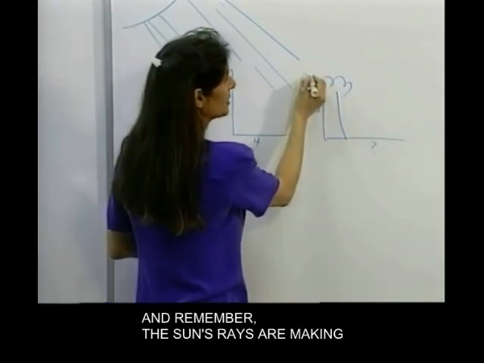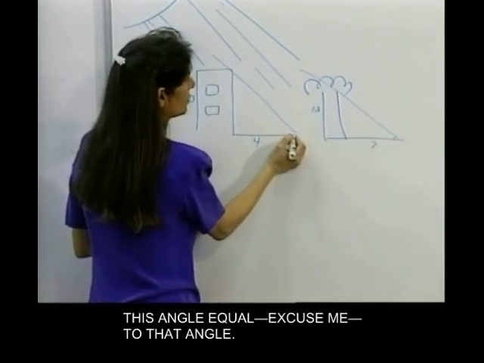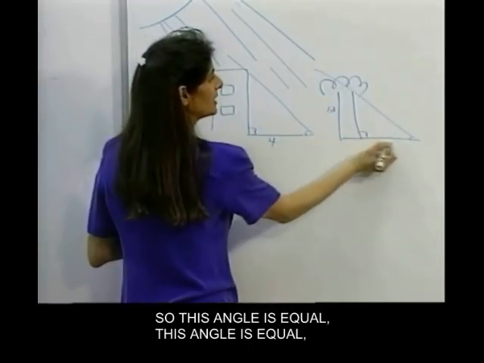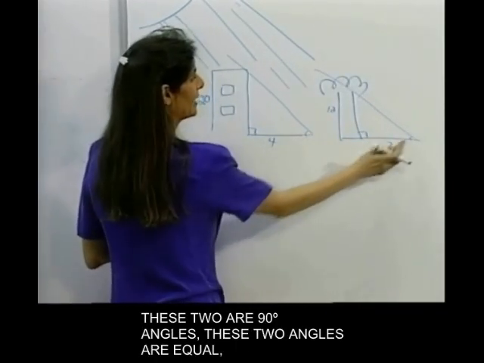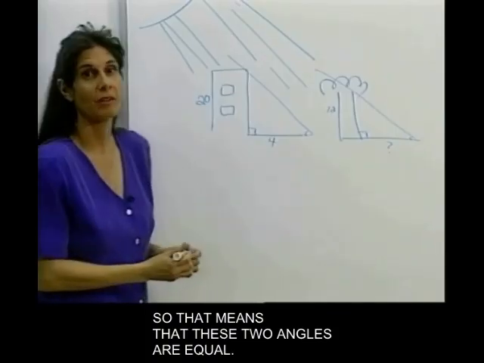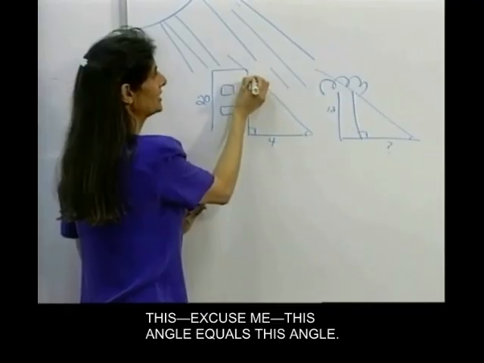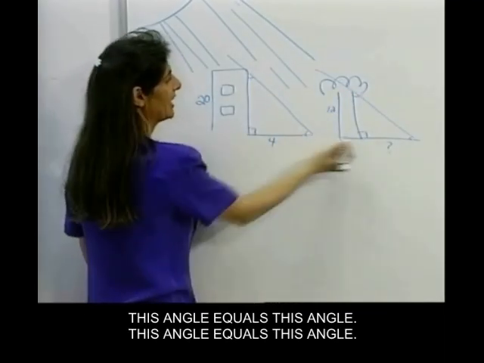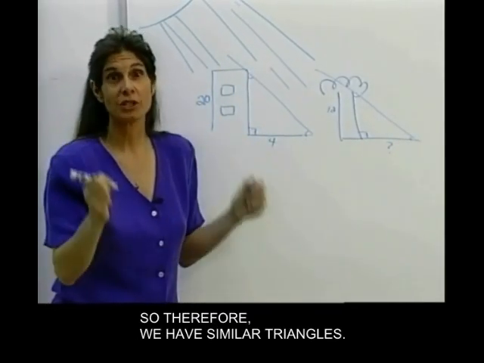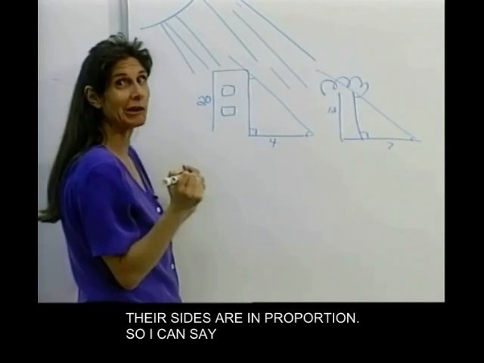And remember, the sun's rays are making this angle equal to that angle. So this angle is equal, this angle is equal, these two are 90-degree angles. These two angles are equal, so that means that these two angles are equal. All three angles are equal. That means this angle equals this angle, this angle equals this angle, this angle equals this angle. So therefore, we have similar triangles. And if we have similar triangles, their sides are in proportion.